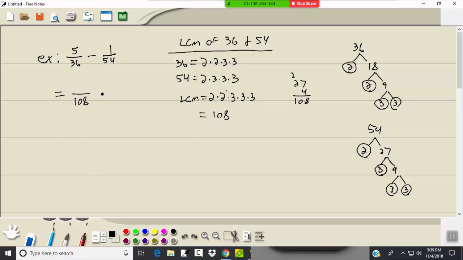So I'm going to rewrite each one of these with a new denominator. Again, you have to figure out what to multiply by the top and bottom. To go from 36 to 108, we multiply by 3, so I have to multiply the top part by 3. On this one, I multiply the bottom part by 2, so I multiply the top part by 2. So that gives us 15 over 108 minus 2 over 108. 15 minus 2 is 13, so we got 13 over 108. And that, I don't think, simplifies. 13 is prime, and I don't think 13 goes into that. So that'd be your answer.